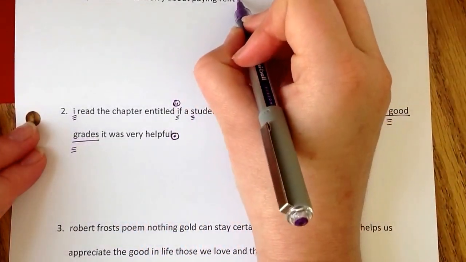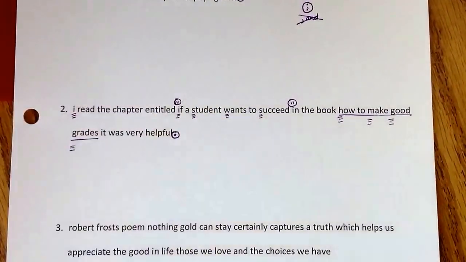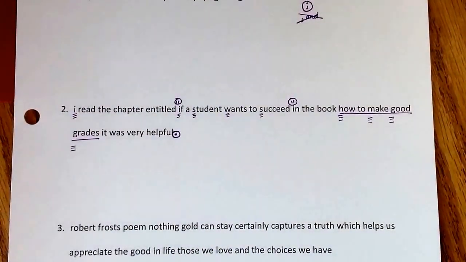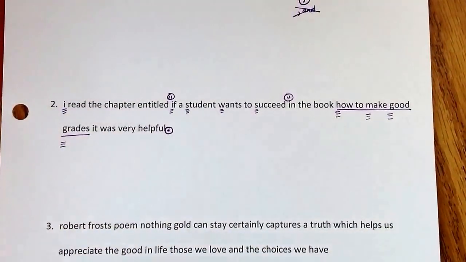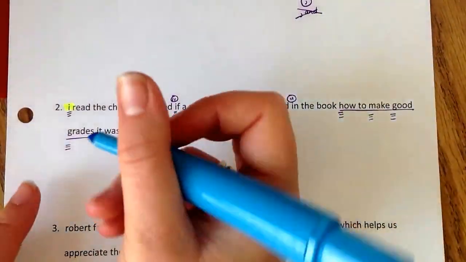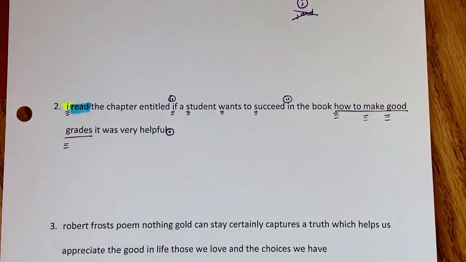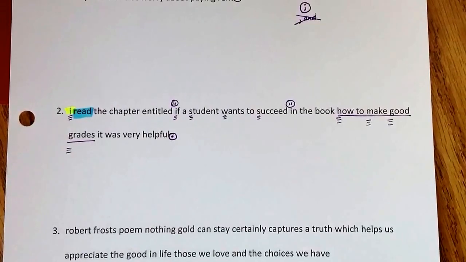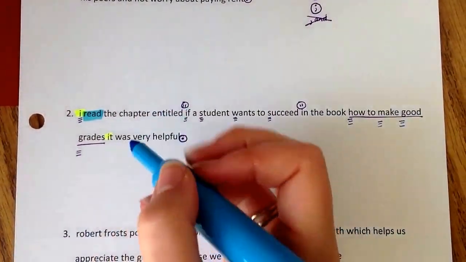at my sentence, oh, I forgot my period on number 1. Make sure you put yours in, sorry. On number 2, I'm going to look again at my sentence and decide, do I have 1 or 2 subjects and predicates? So I is a subject, read is the simple predicate. The chapter entitled, If a Student Wants to Succeed in the Book, How to Make Good Grades. It is a subject, simple subject. Was is my simple predicate.